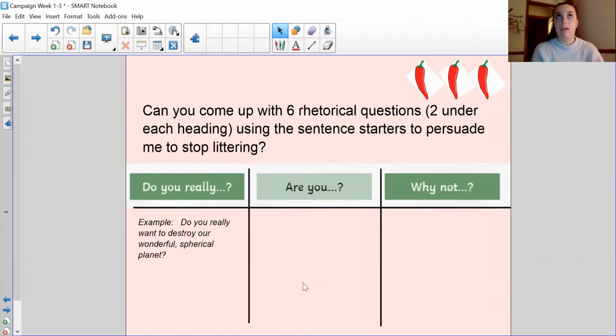So think, once you've written it, how can you improve it or edit it? I hope you have fun making your own rhetorical questions. Again, me and Miss Fink would love to see them. So please send them into the Year Five email, as the Teams chat will be shutting soon. So please, can you just send them to the Year Five email? And we would love to have a look at your rhetorical questions.